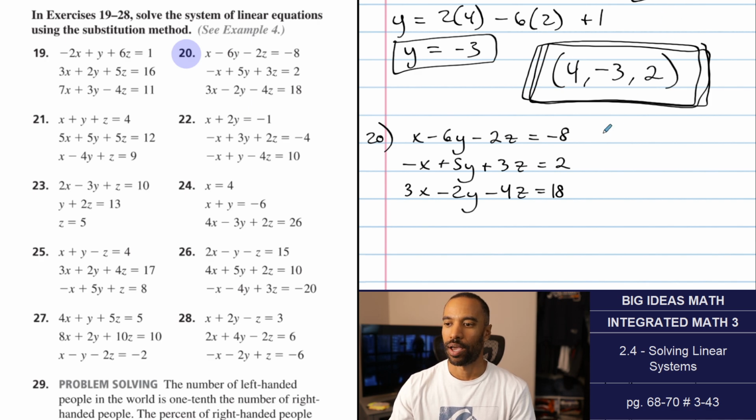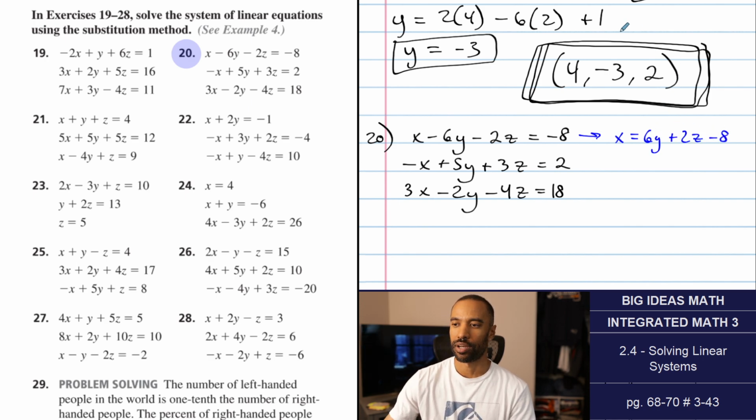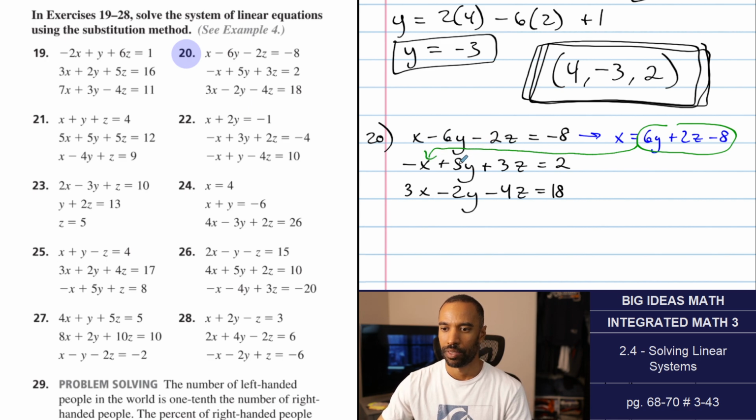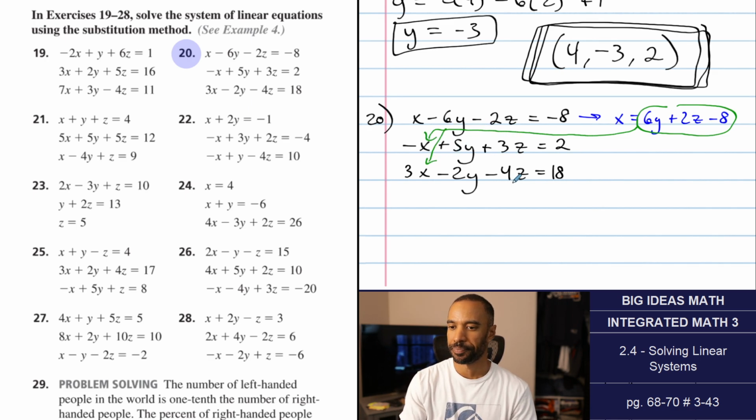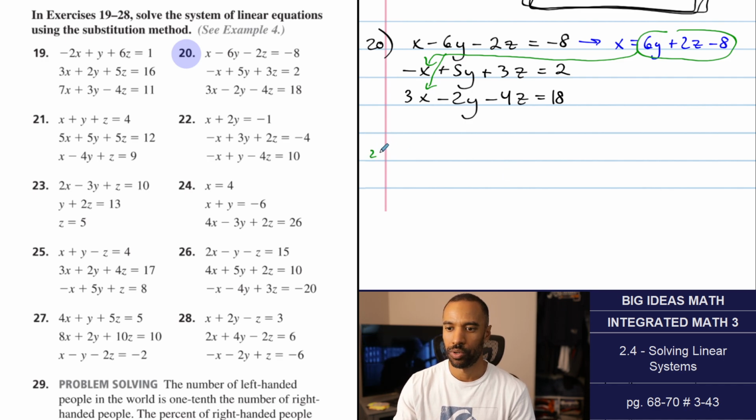Okay. Anyway, let's rewrite this equation here by getting x by itself. Let's add 6y to both sides, add 2z to both sides, and there's the minus 8 there. So this is going to substitute in for x in the other 2 equations. It's going to do it here, and it's going to do it here, okay? So equation 2 will be rewritten as, you got to be careful, there's a negative right there in front. So negative 6y plus 2z minus 8 plus 5y plus 3z equals 2.